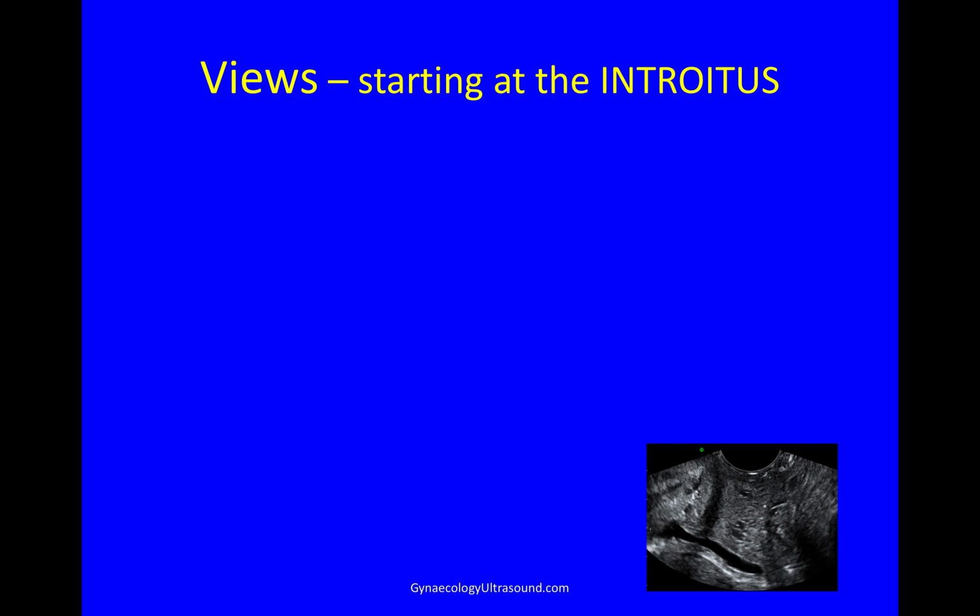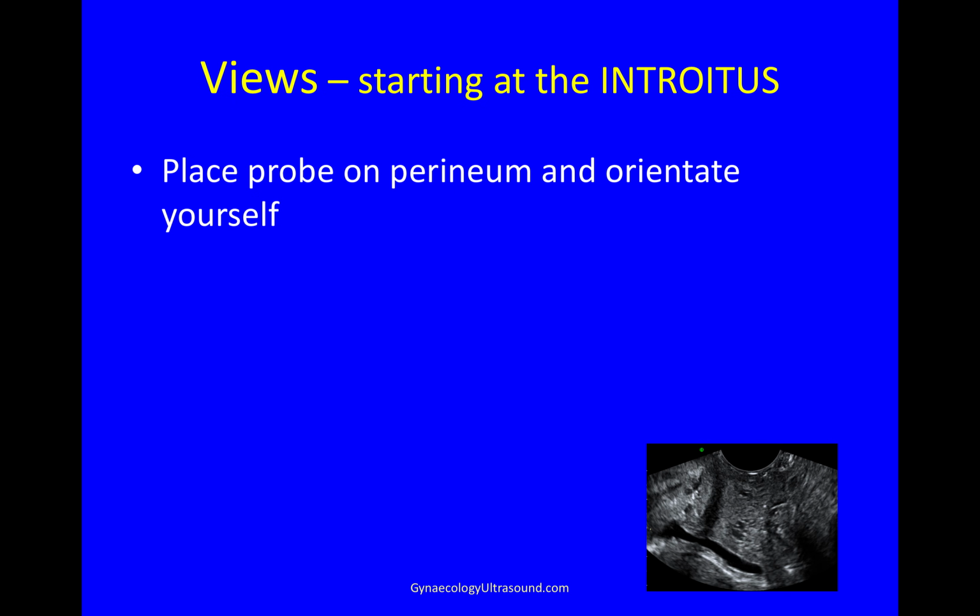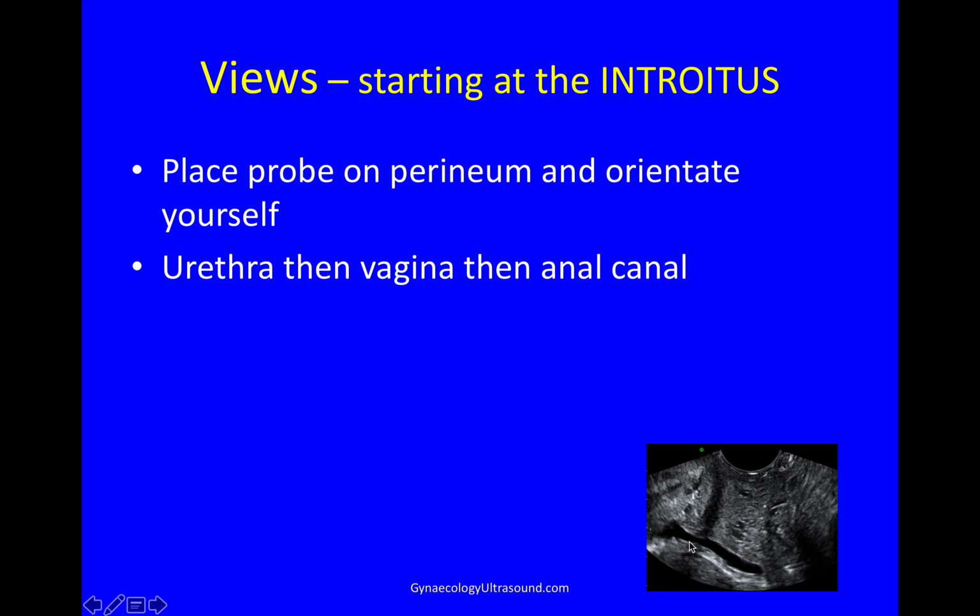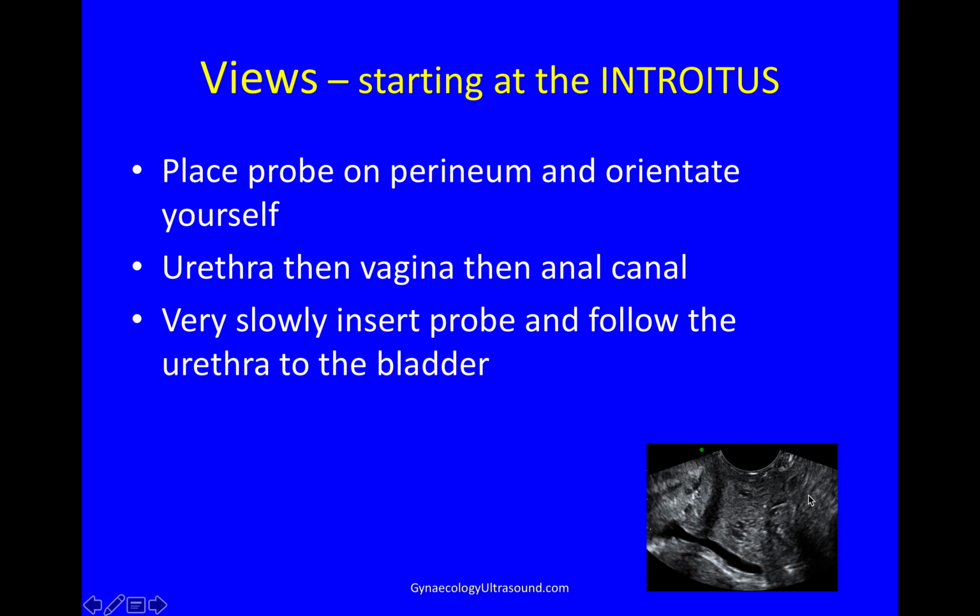So if we start by looking at the introitus, you place the probe on the perineum, so the probe is just here, and you orientate yourself. Be sure that the marker on the machine is there and that the marker on your probe is uppermost. And what you'll see is the urethra, and then behind that is the vagina, and behind that is the anal canal. Very slowly insert the probe.